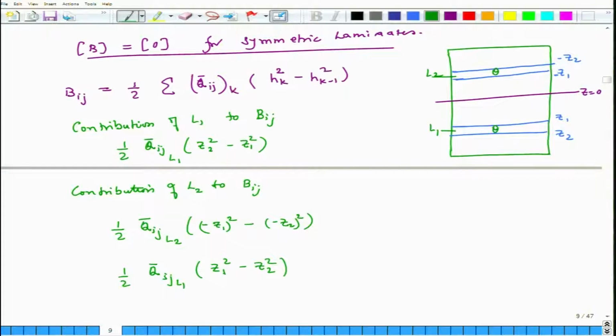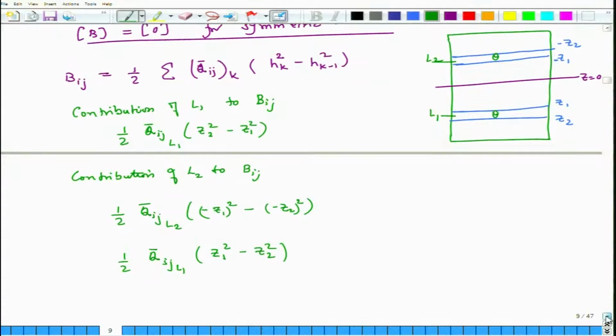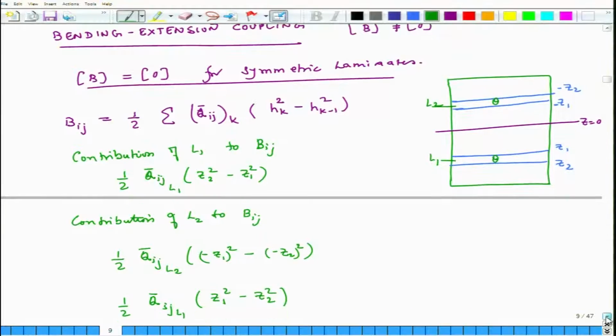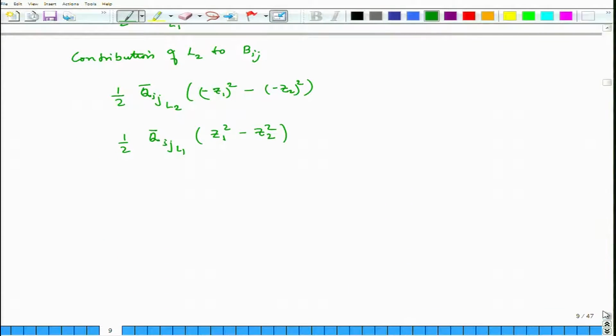Okay. So, what we see is that the contribution of L1 is just the negative of contribution of L2. So, when I add up these two contributions, they will sum and they will become 0. So, likewise, if for every layer on the top I have a similar layer on the bottom side at the same distance, then the overall contributions from all these layers will add up to be exactly 0. So, that is why the B matrix is equal to 0 for symmetric laminates.